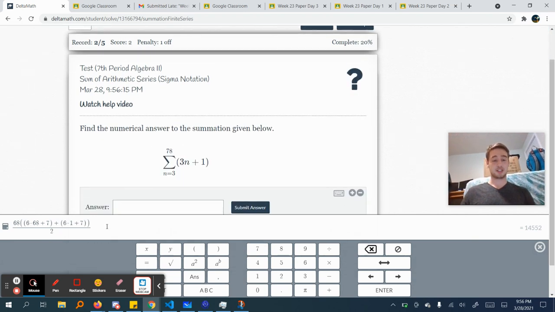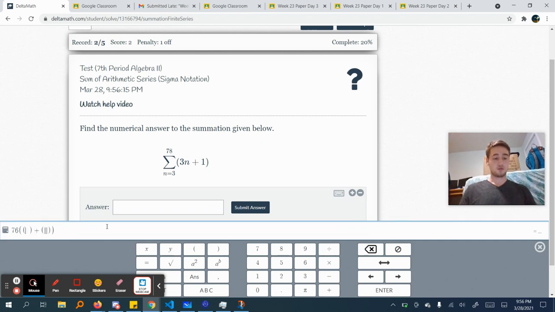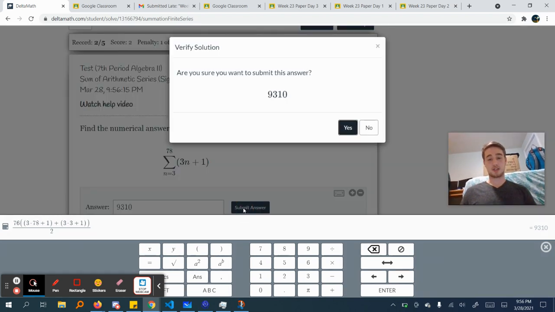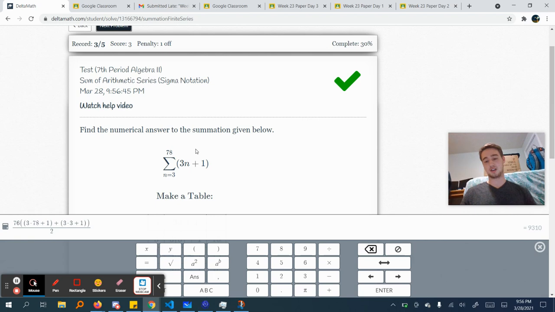I'll try one more of these, and then I'll release them to you. 78 minus 3 is 75, so we've got 76 terms. We're going to multiply that by 3 times 78 plus 1, added to 3 times 3 plus 1, and divide it all in half to get 9310. So that'll give us this. Now the rest of these I'll trust you to be able to do on your own. Let me know if you have any questions on it whenever you get there.